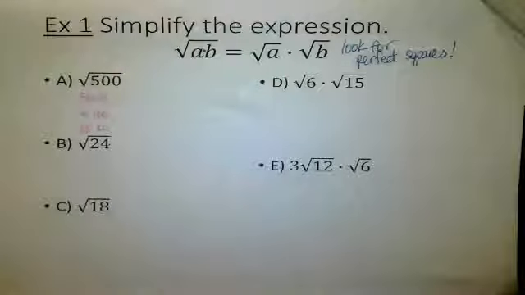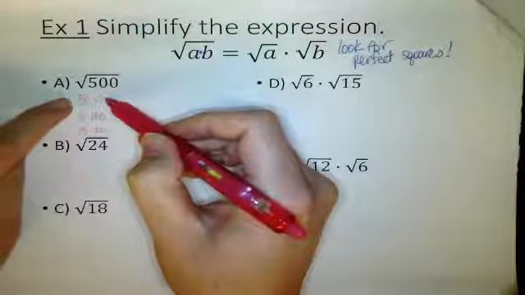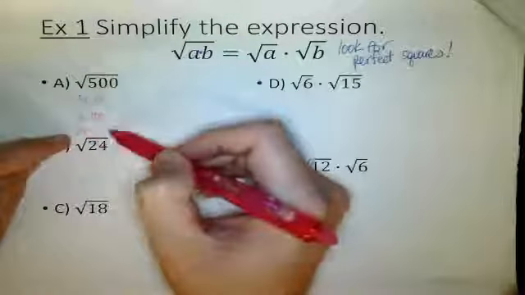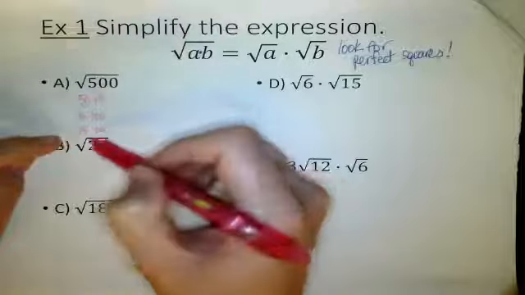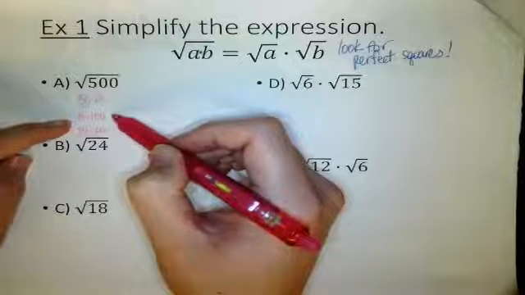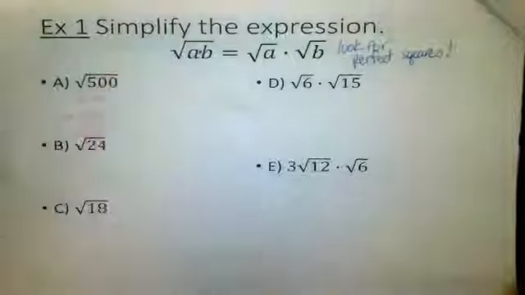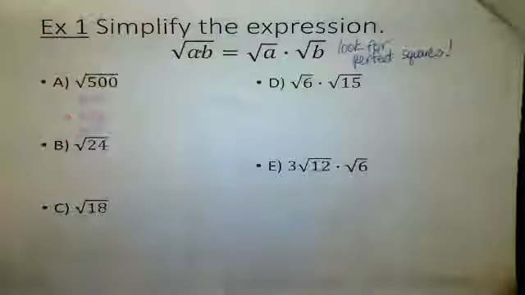So what we want to look for are perfect squares. 50 times 10, does that have any perfect squares? No. What about 25 times 20? We got a perfect square in there? Yeah, we do. We got 25. What about 5 times 100? We got a perfect square in there? Sure we do. We got 100. We want to go with the largest perfect square we can find, okay? So we're looking for the largest perfect square.